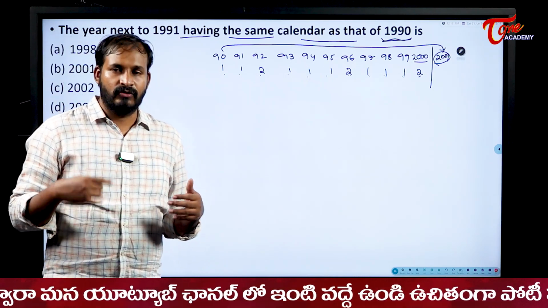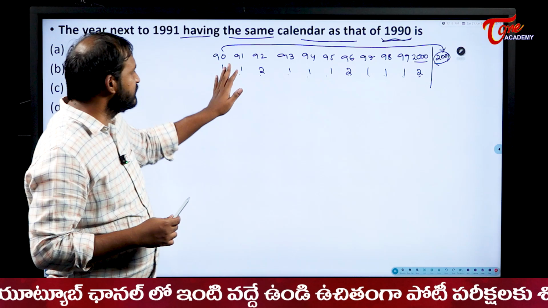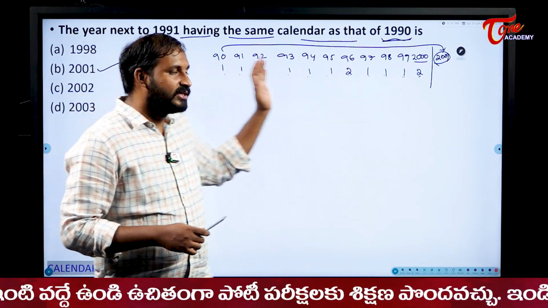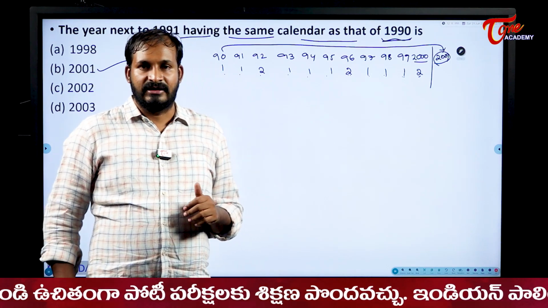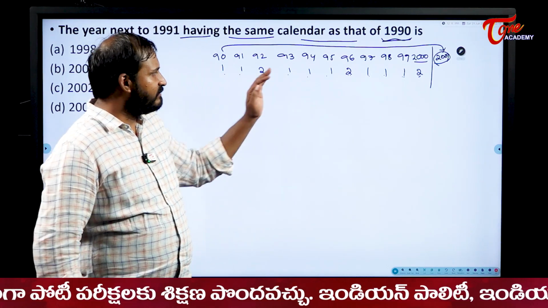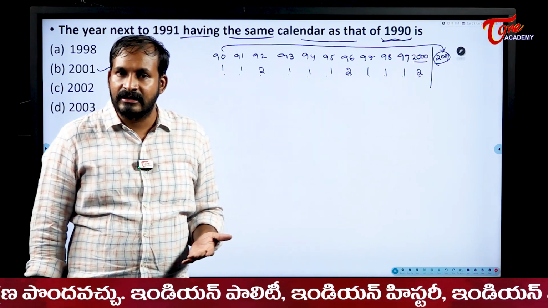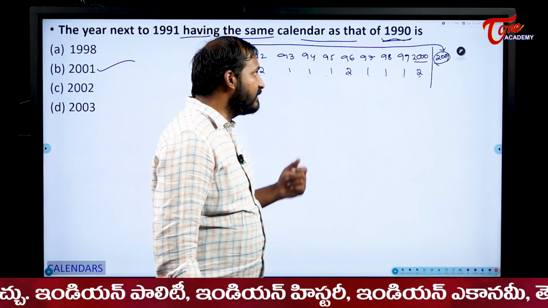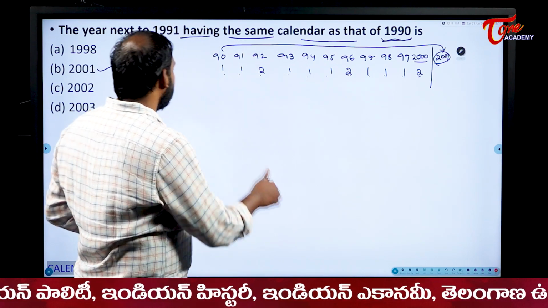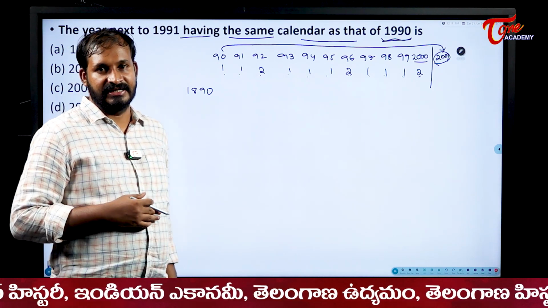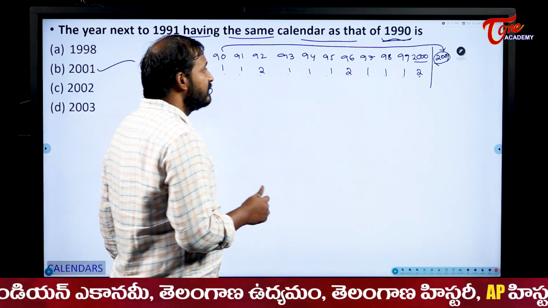Understood? But to be more cautious, I always suggest, if it is 90 years or beyond, go with the traditional method. Don't use the shortcut. Why? Because it may or may not work. If it is for 2000, it is fine. But if it is for 1900, or 1800, for example, the same question for 1890, then what will happen? Please see here.